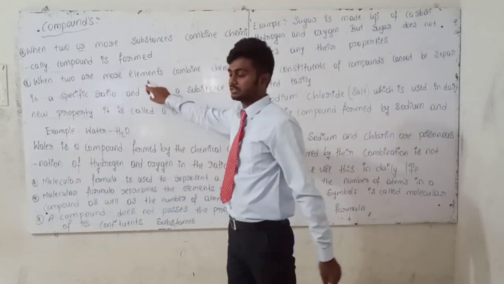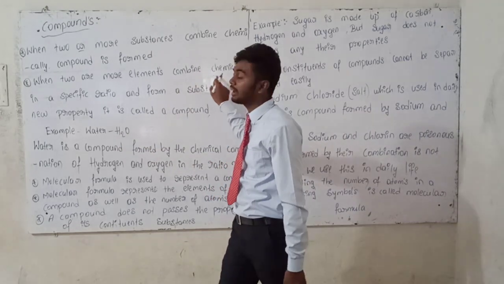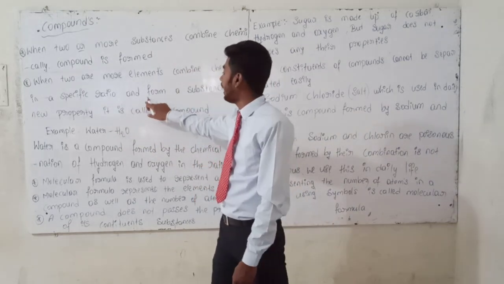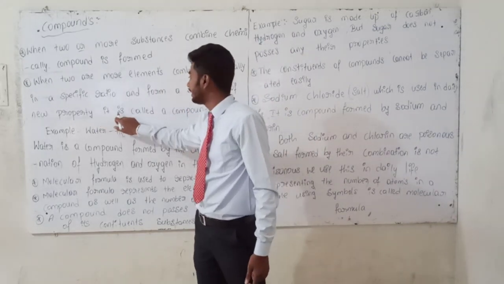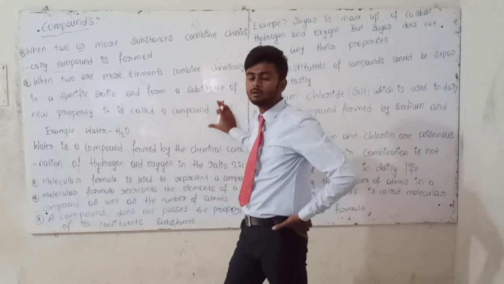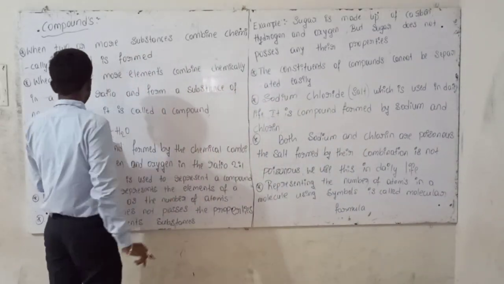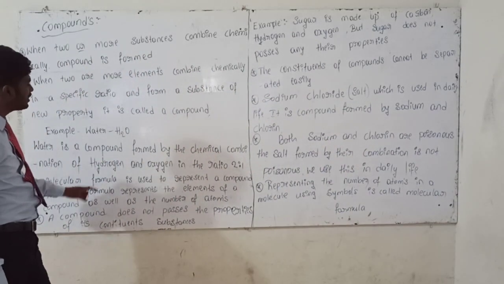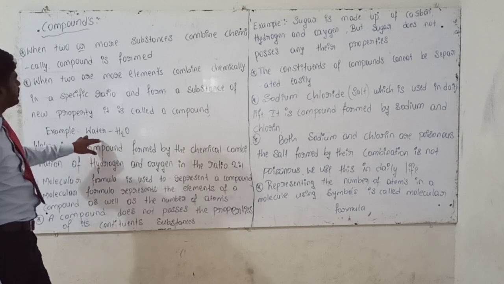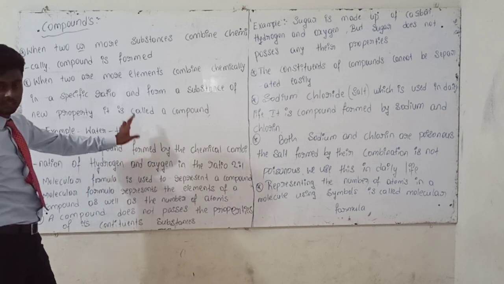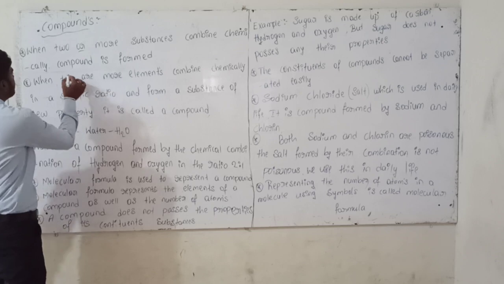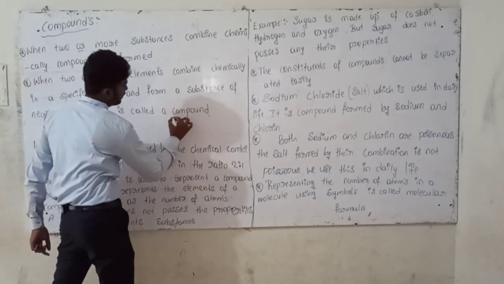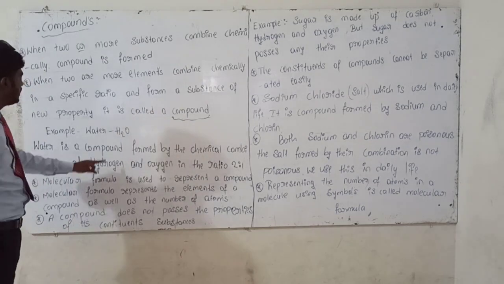The two or more elements combine chemically in a specific ratio and form a substance of a new property. It is called a compound. It is called what? Compound. Understand? Okay. For example, water. You can see H is one element, O is one element. See, water is a compound. Water is what? Compound.